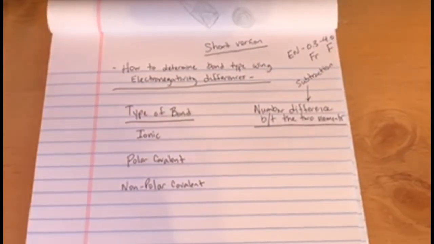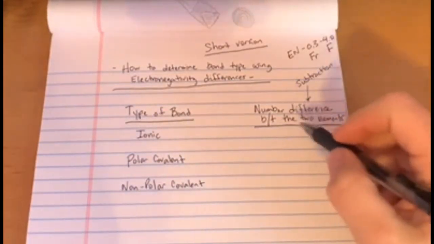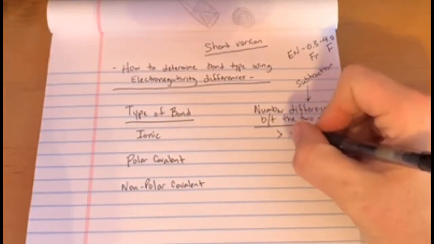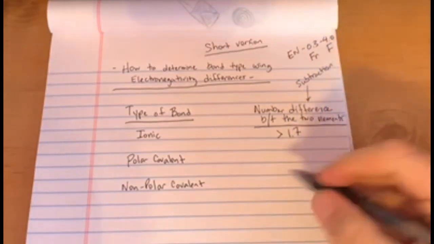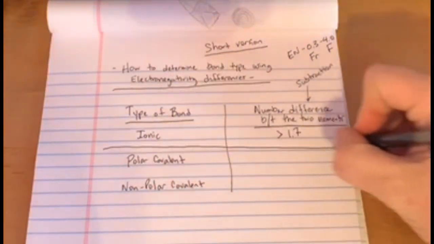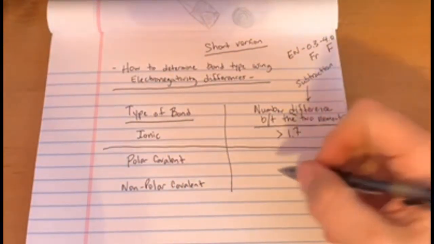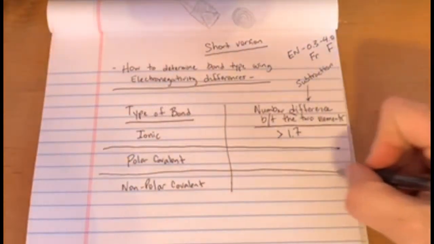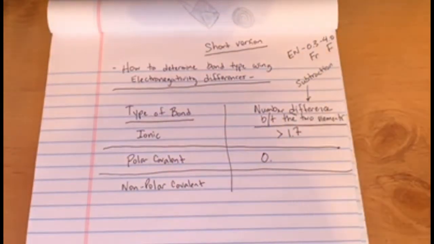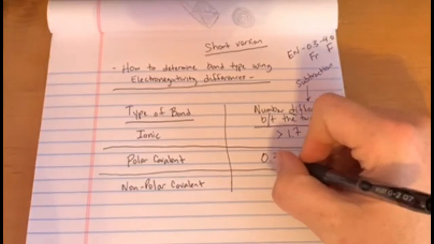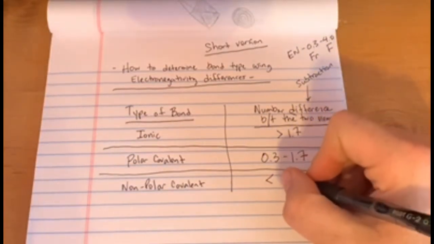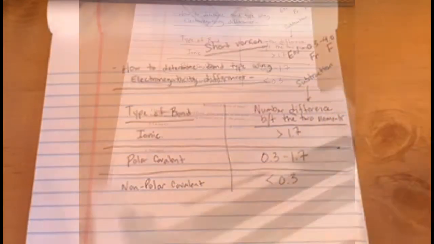Okay, so the number difference is going to be anything greater than 1.7, and that is going to be considered ionic. Anything greater than 1.7, the difference, the subtraction between the two values. For polar covalent, it's going to be 0.3 to 1.7. And non-polar covalent is going to be anything less than 0.3.